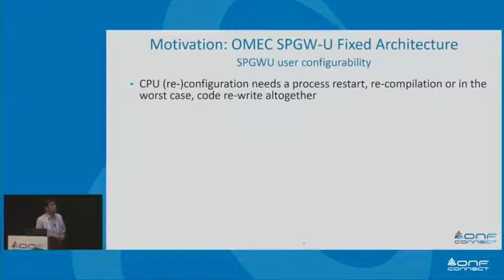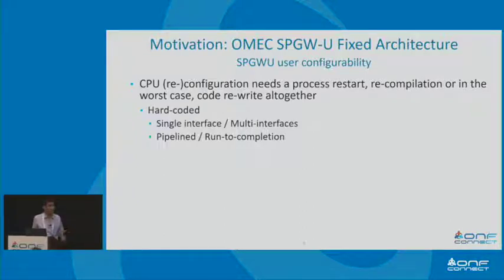The other issue with the current release is that the configuration of any component of SP Gateway user plane needs at least a process restart or a recompilation of the code, or in the worst case, the rewriting of the code itself. One example is that the current implementation is adjusted so that it has 2 interfaces, S1U and SGI. Some operators would rather have only a single interface mode. In that case, you will need a code rewrite. The same goes for more than 2 interfaces.